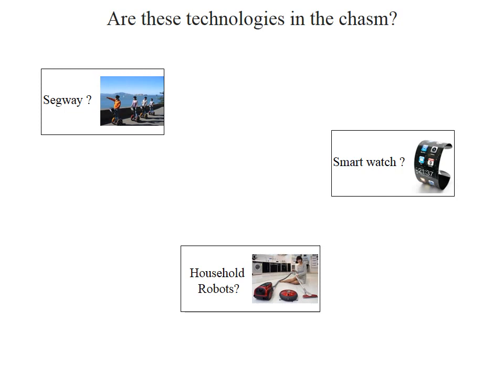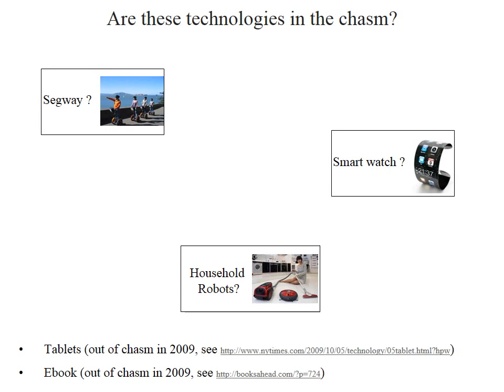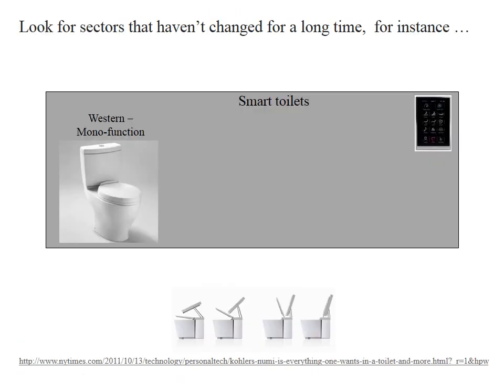Another technology that I find very interesting is, I mentioned the tablets. The e-book also came out of the chasm because of Amazon, the Kindle. Another technology that I find very, very interesting is the WC. The WC has been around for 150 or more years. In the West, that's the only type. Okay, there could be micro differences, but that's the only type of technology we have for physiological functions.